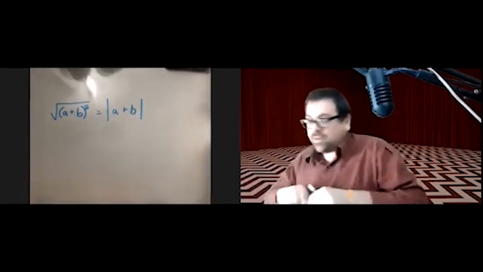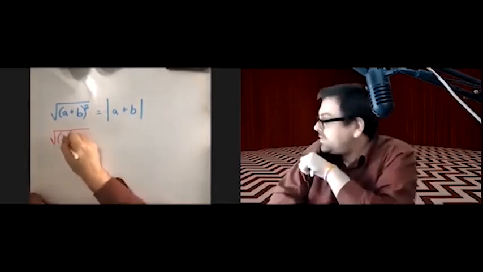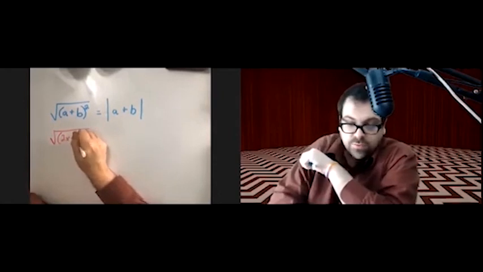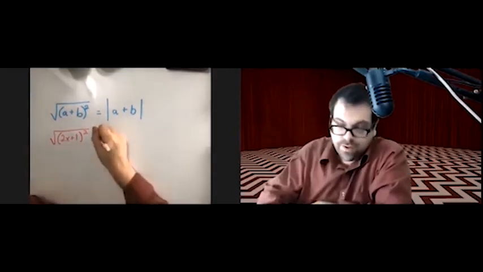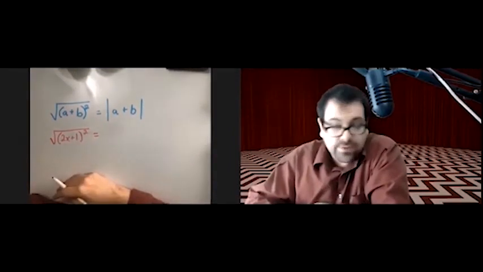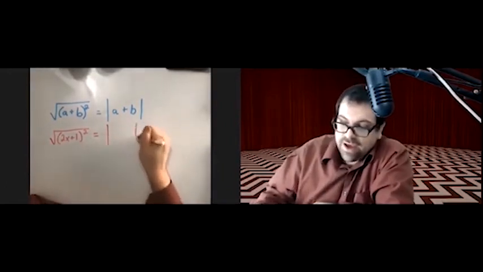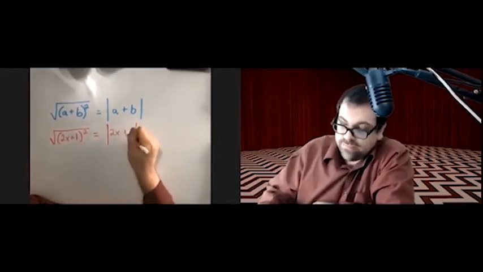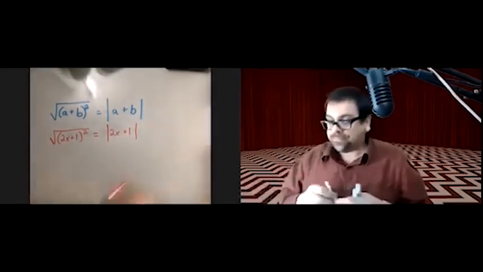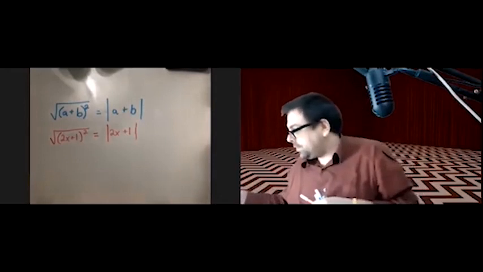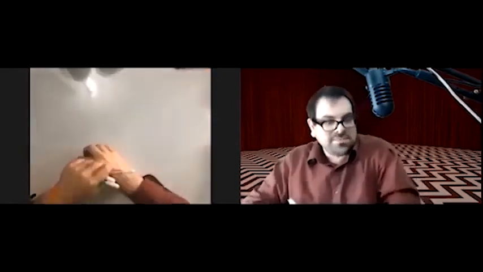Another just like this. The square root of, in parentheses, 2x plus 1 squared. The square root and the square cancel each other out. It's even. So we have the absolute value of what's left, 2x plus 1. The absolute value of 2x plus 1 would be the answer here. Okay, let's make this more interesting.